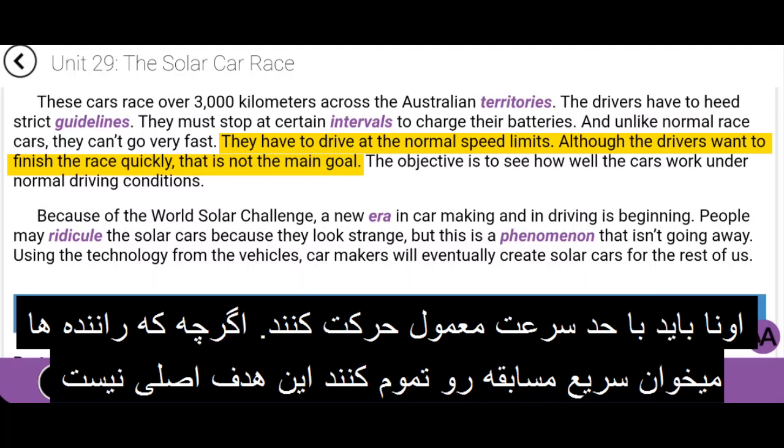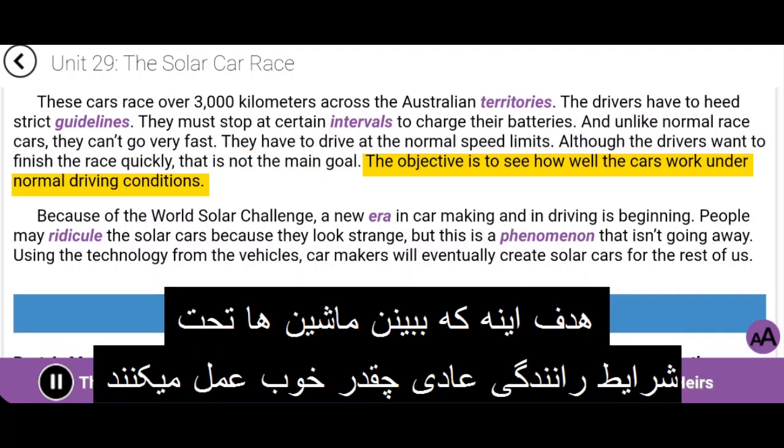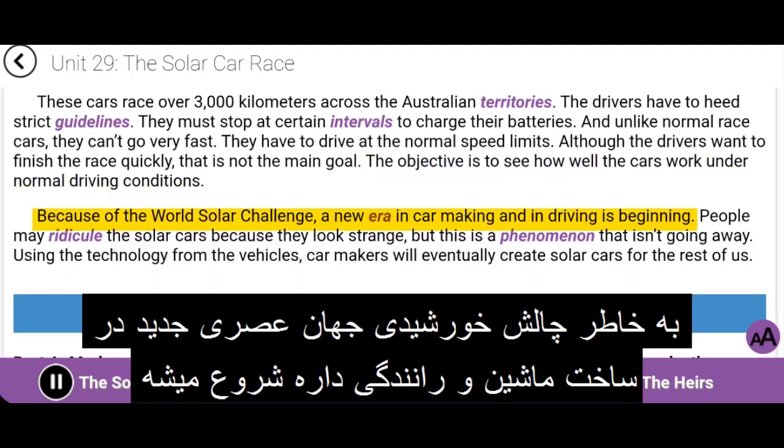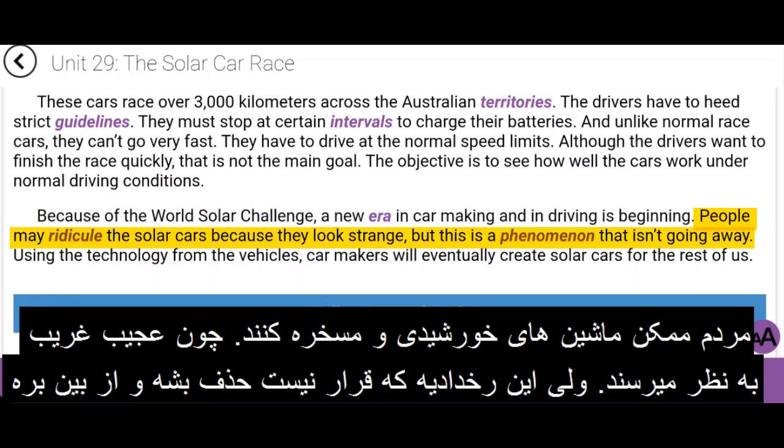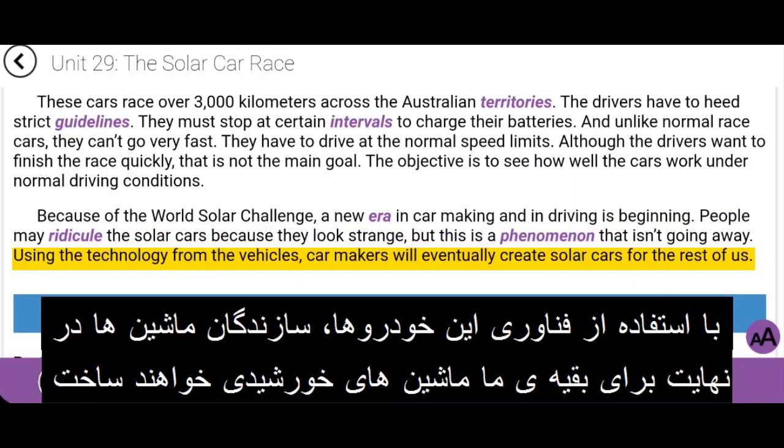Although the drivers want to finish the race quickly, that is not the main goal. The objective is to see how well the cars work under normal driving conditions. Because of the World Solar Challenge, a new era in car making and in driving is beginning. People may ridicule the solar cars because they look strange, but this is a phenomenon that isn't going away. Using the technology from the vehicles, car makers will eventually create solar cars for the rest of us.